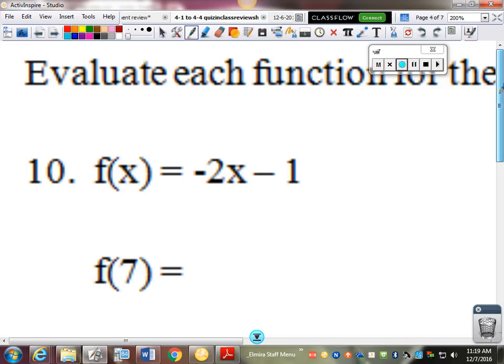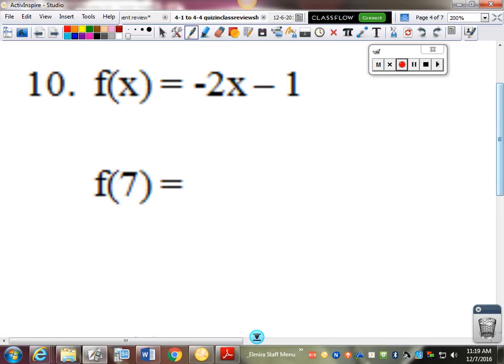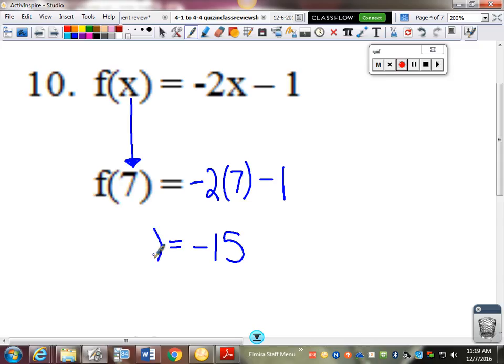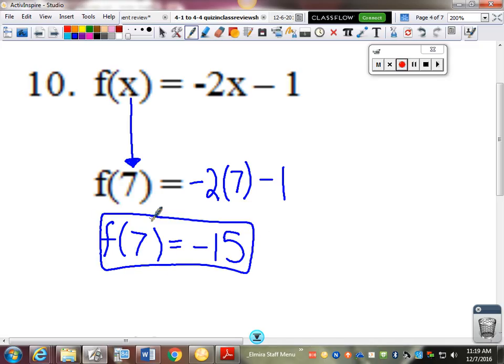Okay, next we're going to be evaluating functions. So that means, notice that x became a 7. So we're going to sub in negative 2 times 7 minus 1. Now, a lot of you are going to be tempted to just answer negative 15. And while that's correct, it's not the entire correct answer, because the answer is only negative 15 if and only if x is 7. So you have to put that in.